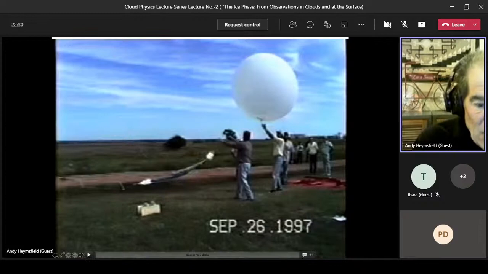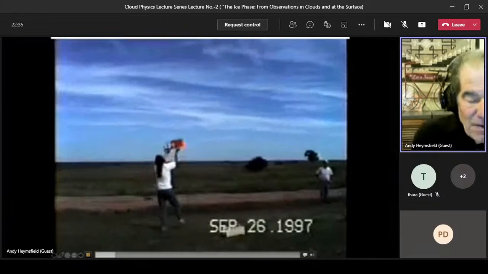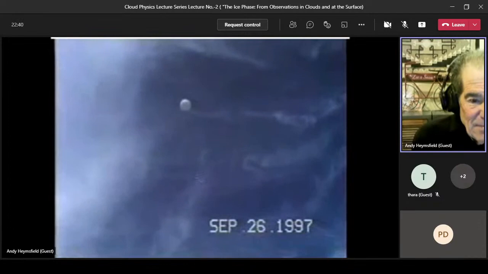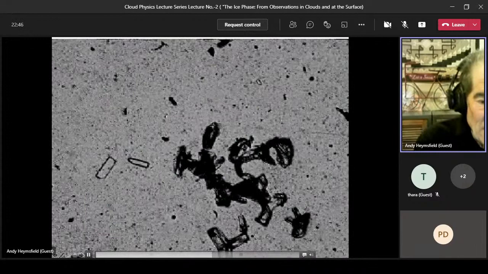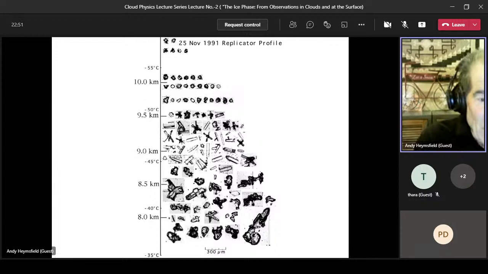Here's an example of how we were collecting data. This is our instrument. These are some examples of images we collected. And this is a vertical profile that we put together from data we collected. The beauty of this instrument is that it provides a vertical profile, so you can see the growth downward and the complex forms I mentioned. The resolution is terrific.